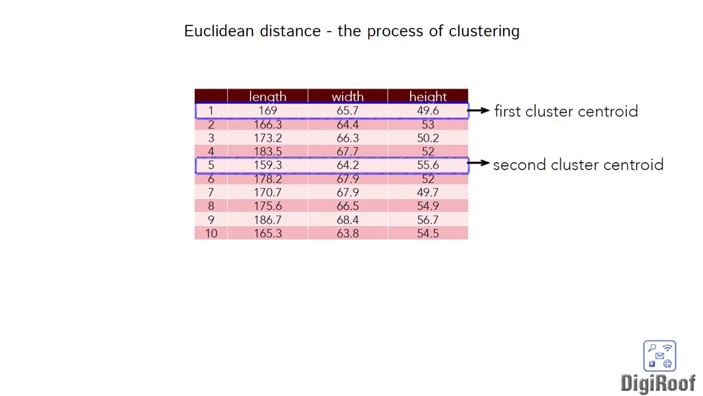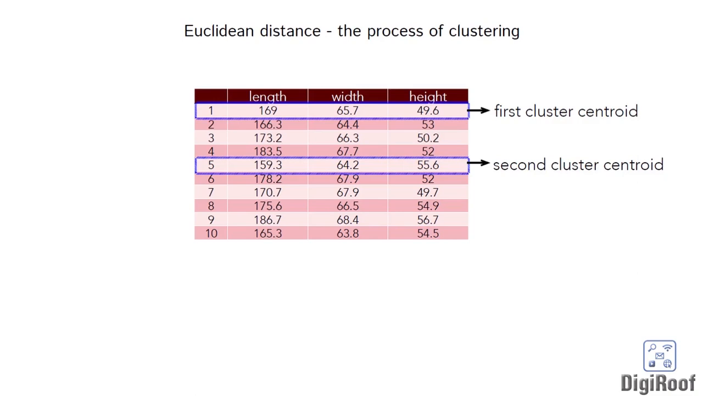Just to point out, inside R, a single line of code is enough to make as many clusters as you want. For once, I am explaining the whole process step by step for better understanding. Let's get back to the task at hand. We have already assigned row 1 and row 5 to their respective clusters.